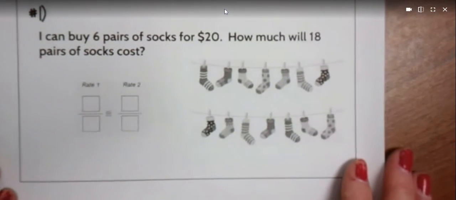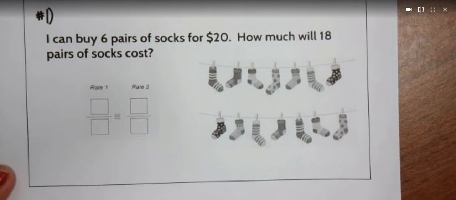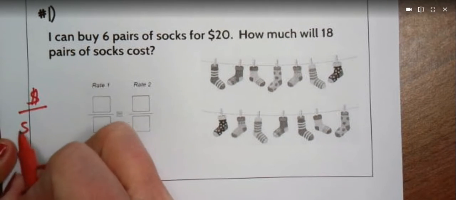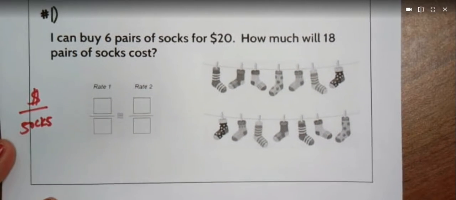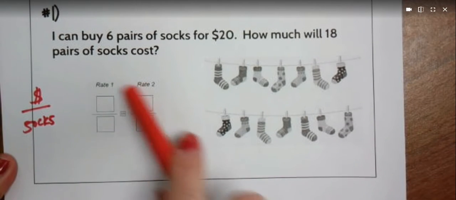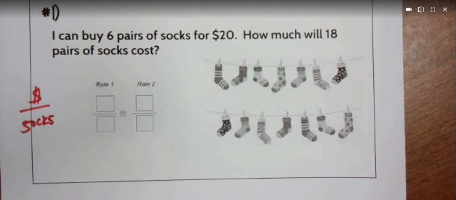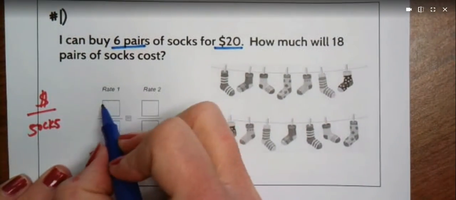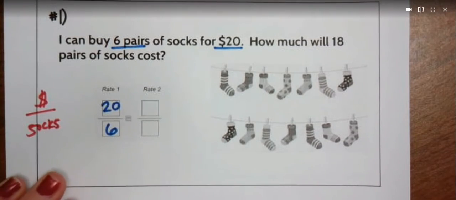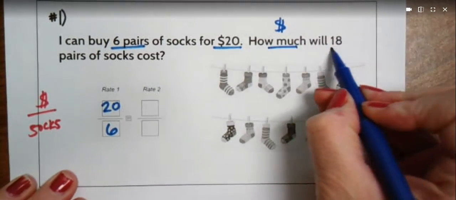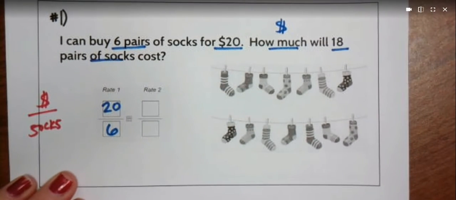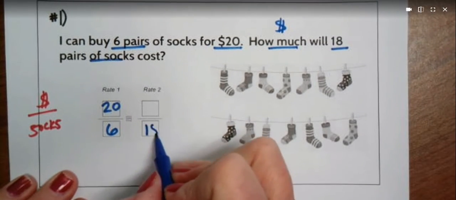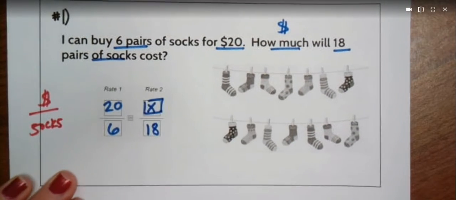Back to the notes. I can buy 6 pairs of socks for $20. How much will 18 pairs of socks cost? All right, so we've got socks and we've got dollars. We know money goes on top. Money over socks. I'm going to put the label over to the side. That way in my proportion, I don't have a bunch of labels. I just have numbers. Okay, so we've got 6 pairs of socks, $20. So that is our first rate, $20 for 6 pairs of socks. Now we're being asked how much money will 18 socks cost? Okay, so where's socks going to go? 18 socks will go down here. And we want to know how much money we are paying for the 18 socks?